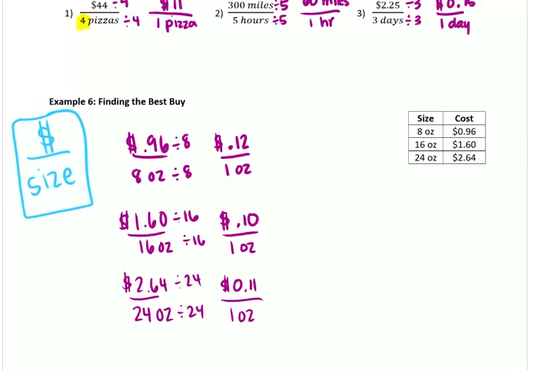So the one that's the cheapest per ounce is this. Highlighter did not work, there we go. This one, that's the cheapest per ounce. So this package is the best buy.